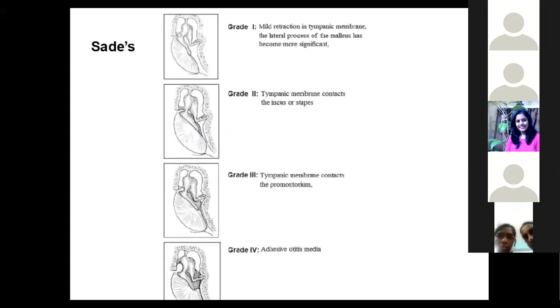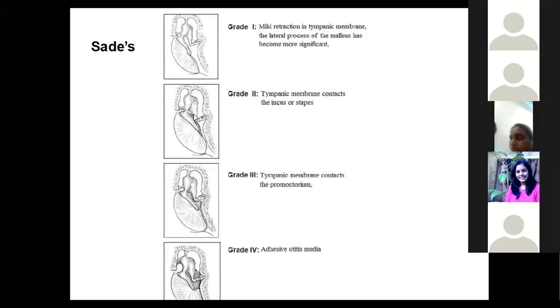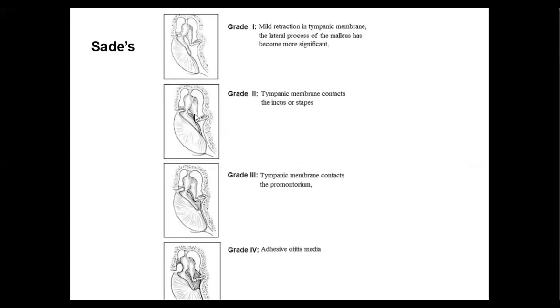No. We have got certain grading of pars tensa retraction, which is called Sade's classification of pars tensa retraction. In the first grade, the pars tensa appears retracted, but it is not touching any of the ossicles. There will just be an impaired or distorted cone of light. When it becomes grade 2, you can see the pars tensa is going and touching the long process of the incus. In a few cases, it can also touch the stapes. That's the time you call it grade 2.